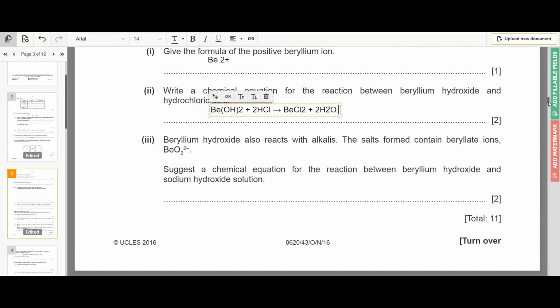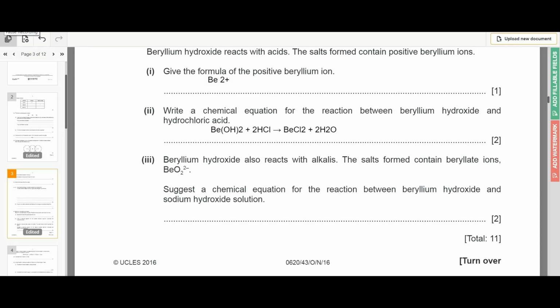Beryllium hydroxide also reacts with alkalis. The salts formed contain berylate ions, BeO2 2-. They have given the ion. Right, so this is a chemical equation for the reaction between beryllium hydroxide and sodium hydroxide solution.